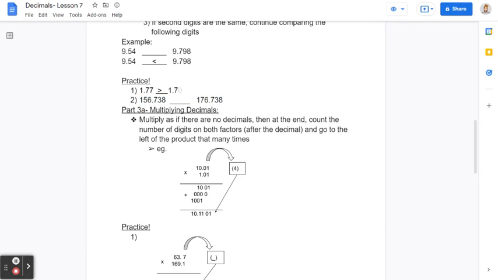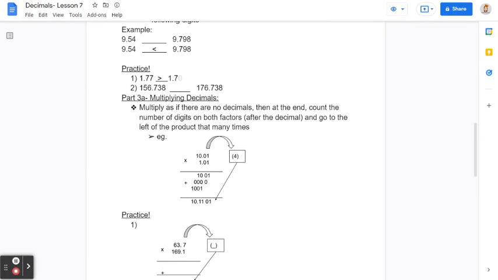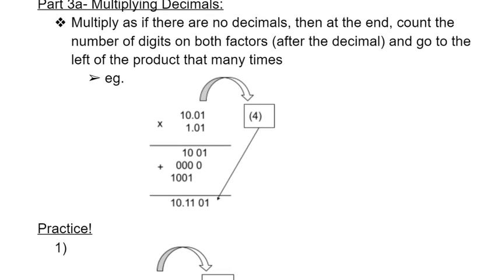Part 3A, multiplying decimals. So multiply as if there are no decimals. Then at the end, count the number of digits on both factors after the decimal and go to the left of the product that many times. So let's take a look at this example before we do the practice questions. Again, this is long multiplication, so just as a refresher, you're going to be multiplying the top number by every digit of the second number or factor. And also, in this case, remember, pretend like there are no decimals, pretend the decimal signs don't exist.